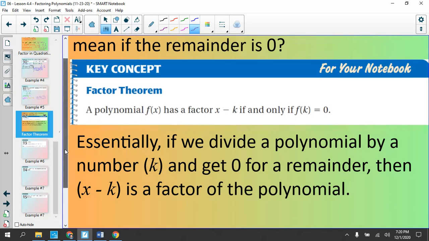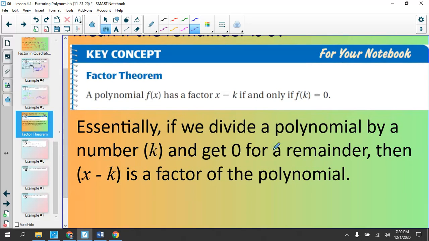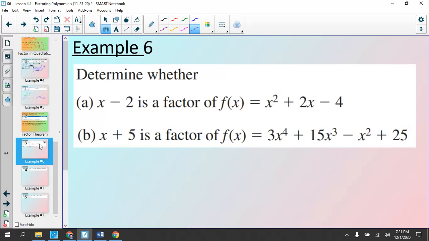So make sure you set up a section. It's called the factor theorem. Basically, if we divide a polynomial by x minus k, and we get 0 for a remainder, then x minus k must be a factor of the polynomial. That's a big deal as well. Let's take a look here. So what am I asking you to do?